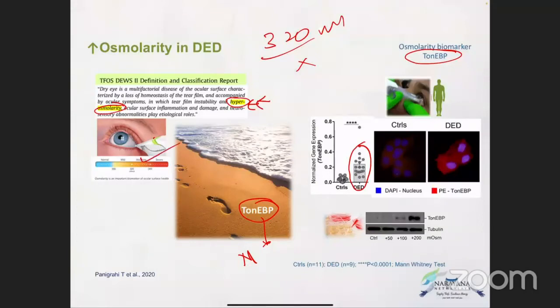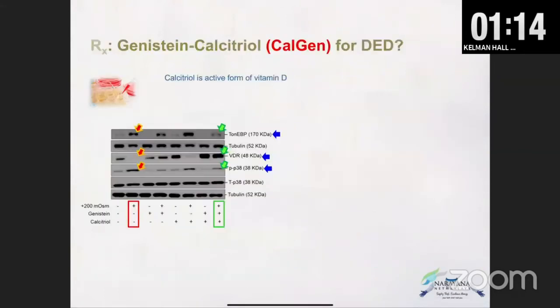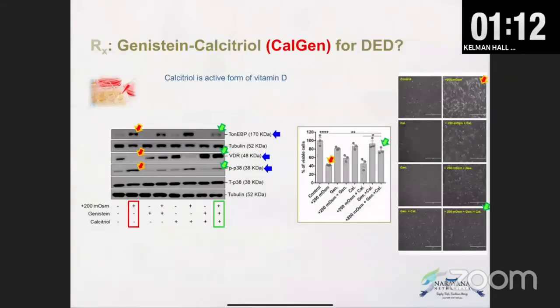This may not work at all because this is not reliable. Now, using this marker, which is also related to vitamin D, the TonEBP would be a great marker to look at the vitamin D receptors. And this is an important slide.